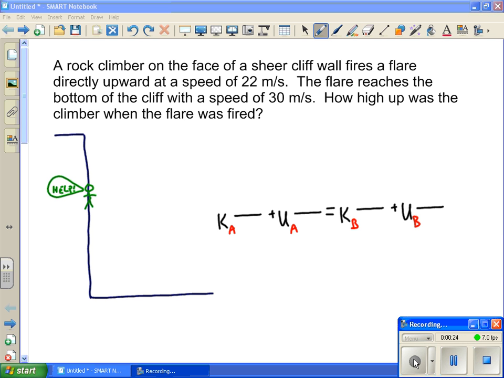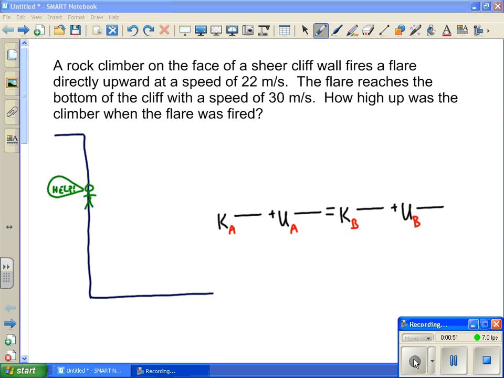Okay, we wouldn't want it to really come straight back down because that would be problematic for the rock climber, but let's say close enough to straight back down that we're not going to worry about any sideways motion. So the flare goes up, falls back down, and of course then the flare will end up landing at the base of the cliff. And I want to figure out how high up the climber was when the flare was fired, based on the starting and ending speeds.